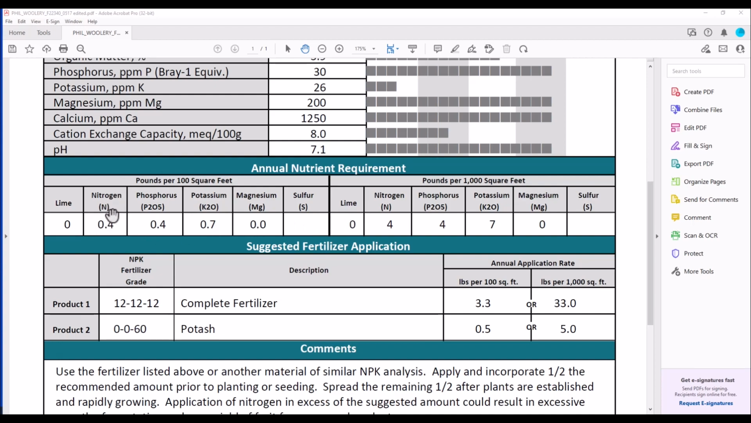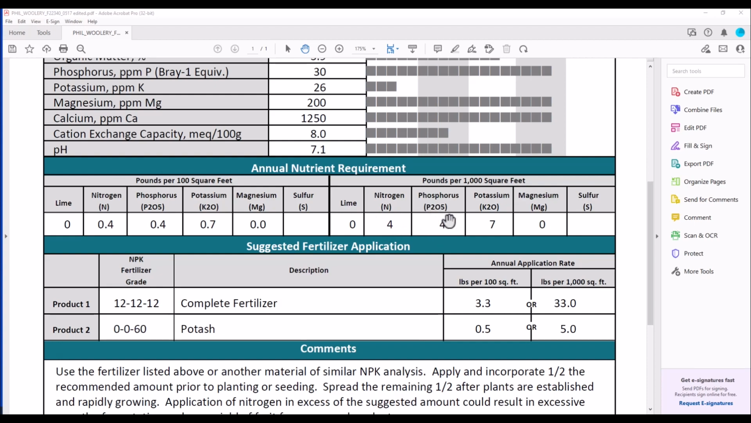Nitrogen is the next one, and nitrogen actually was not measured. There are soil tests you can use to measure nitrogen, but we generally don't do that, especially because nitrogen is very mobile in the soil. If you measure it in the fall and see that nitrogen is there, rainwater can leach it through the soil, so that nitrogen may not be there in the spring. So we just have a general recommendation of 0.4 pounds of nitrogen per 100 square feet, or 4 per 1,000 square feet. And that should give us the amount of nitrogen needed to grow a garden.